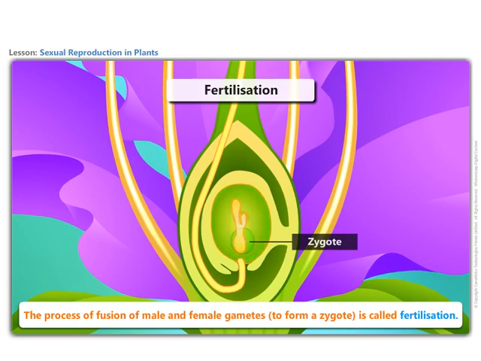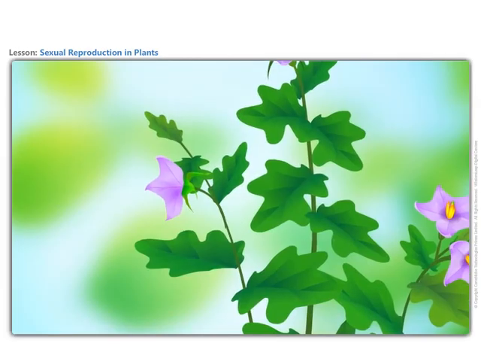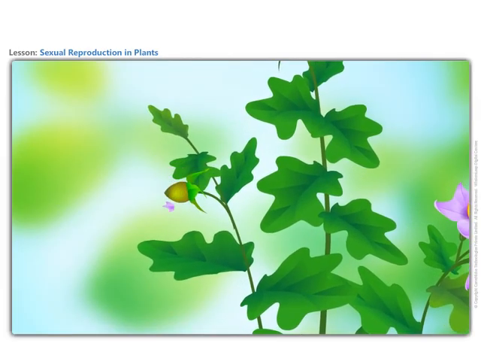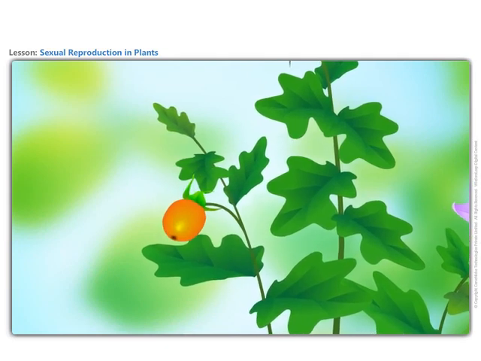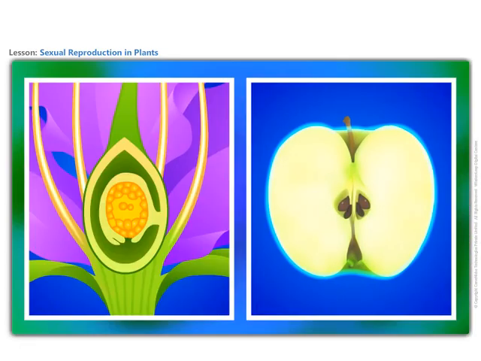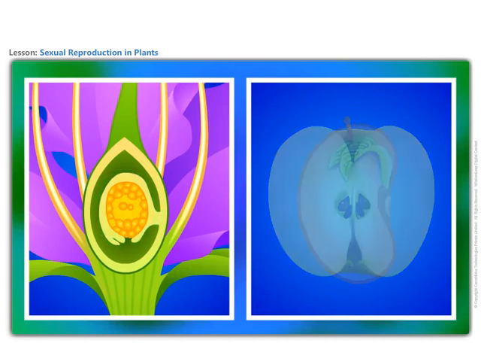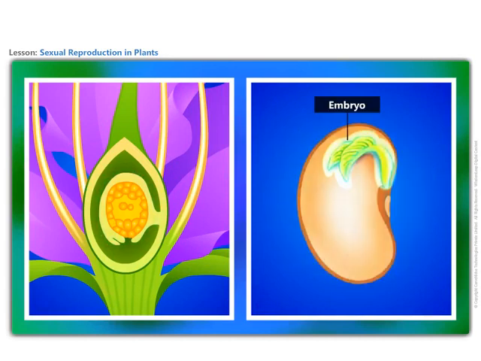The zygote develops into an embryo. After fertilization, the ovary grows into a fruit and other parts of the flower fall off. The fruit is the ripened ovary. The seeds develop from the ovules. The seed contains an embryo enclosed in a protective seed coat.